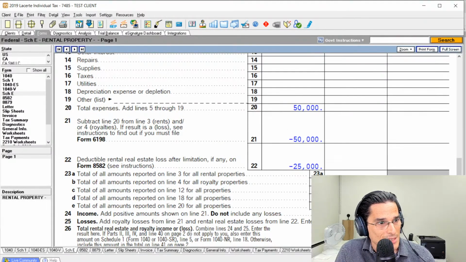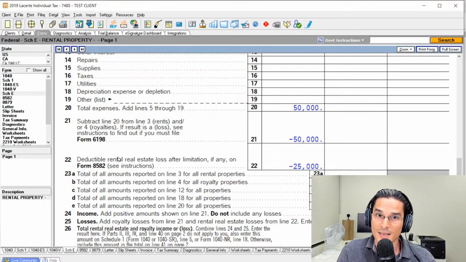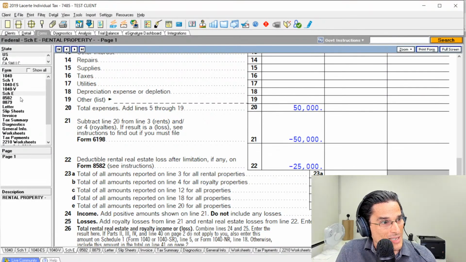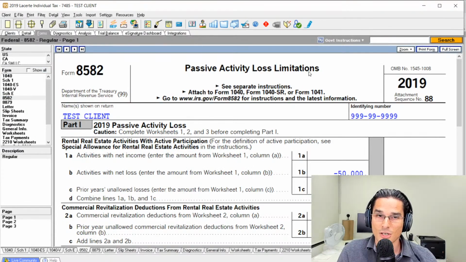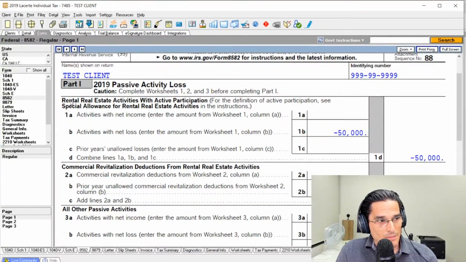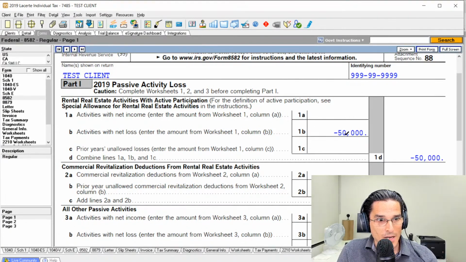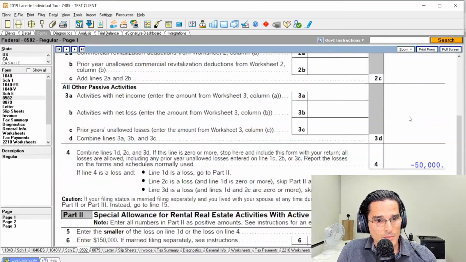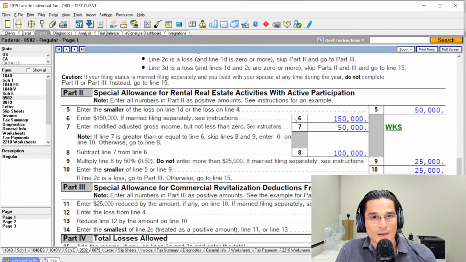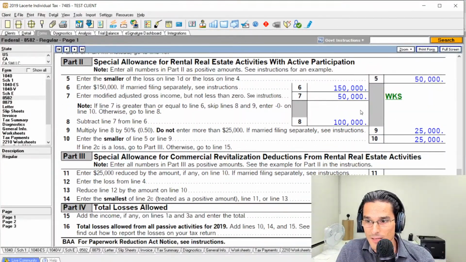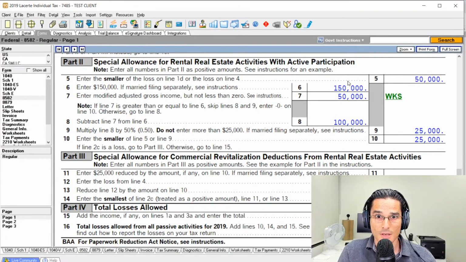And then if we see here, it says deductible rental real estate loss after limitation, if any, on Form 8582. Form 8582 happens to be the passive loss limitation form where a lot of this is calculated. Now, it talks about rental real estate activities with active participation. We've covered this. And right here, we can see the $50,000 loss. And if we scroll further down, we see that there is a special allowance for real estate rental activities with active participation. We've covered this, right?